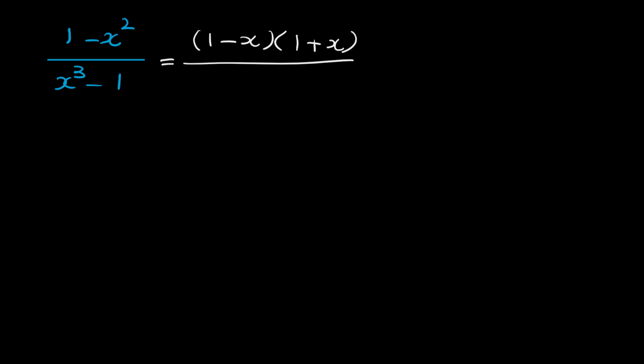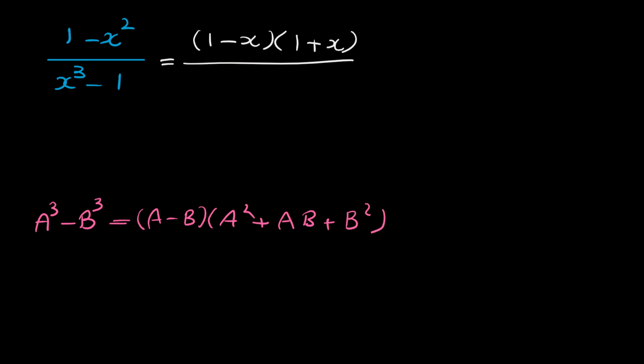For factoring the denominator, you need to know this identity. A to the 3 minus b to the 3 is a minus b times a to the 2 plus ab plus b to the 2. This identity is a little hard to memorize. And of course this example is a little challenging for simplifying. But let's try to factor the denominator.